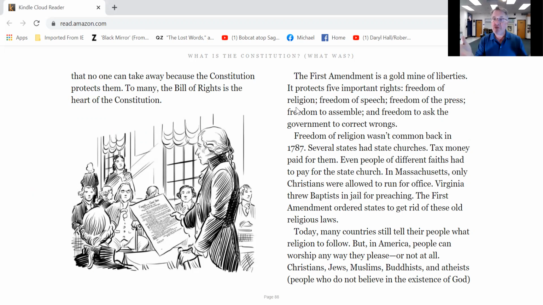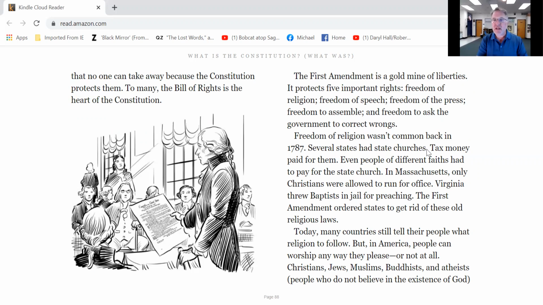Freedom of religion means you're free to practice any religion you want, and the government can't impose any kind of religion on you. Freedom of speech, you have the freedom to speak out loud your opinions. Freedom of the press, the newspapers can print their stories without the government saying no, no, no. And the freedom to assemble, you can gather together with a group of people and you have the freedom to come to the government and say, we need these things fixed.